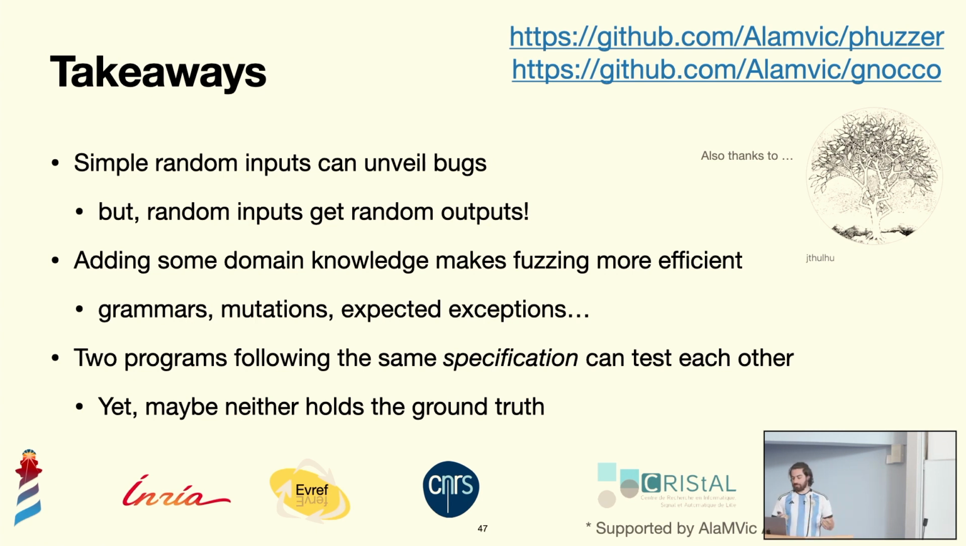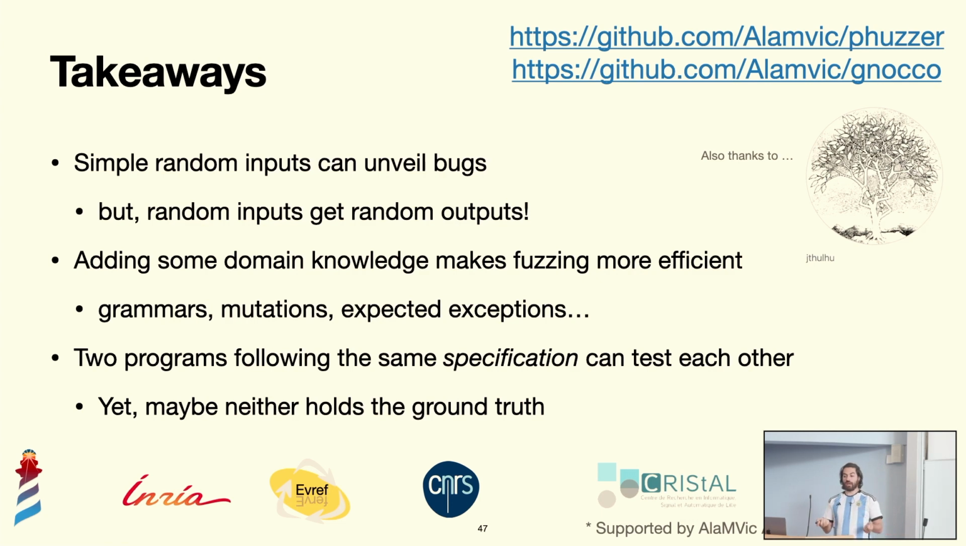If you have to take something from this presentation, it is that simple random inputs can unveil bugs. That is the idea of fuzzing: not to generate a corpus of tests that we're going to run every time, but to do a campaign to find bugs, to see if we have some that we didn't find before. Now, random inputs can get random outputs, so we need some way to classify the outputs and see if they mean that we have a bug or not.